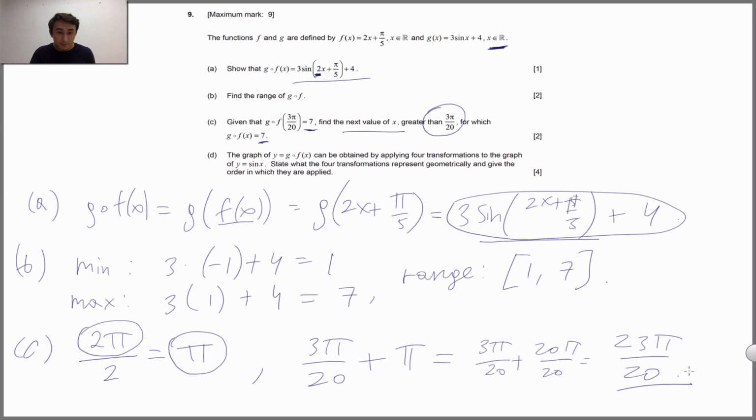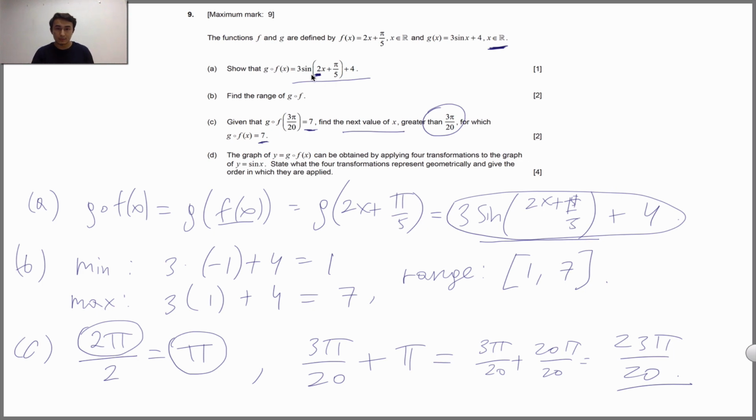And finally, the graph of g of x can be obtained by applying 4 transformations to the graph of sine x. State the 4 transformations to represent geometrically and give the order in which they are applied. Right. So here the order is quite important. You guys can state it in many different ways. I'll tell a couple of different versions. So the first version will be, let's see, we do the inner part first, this sine part. So we have 2x.